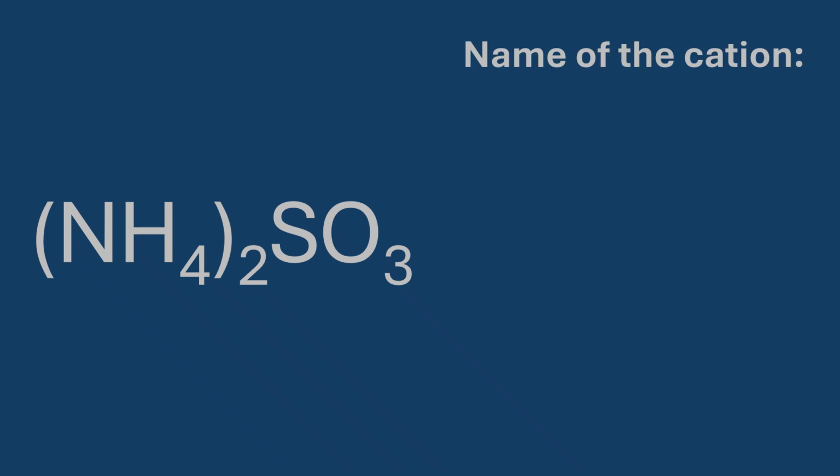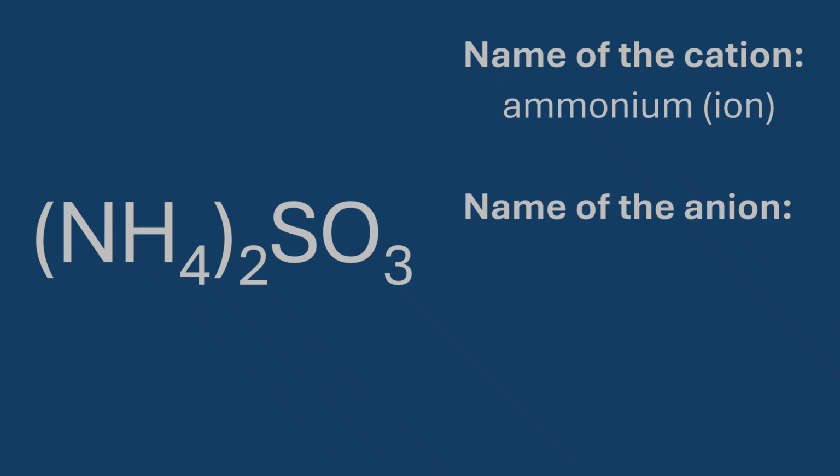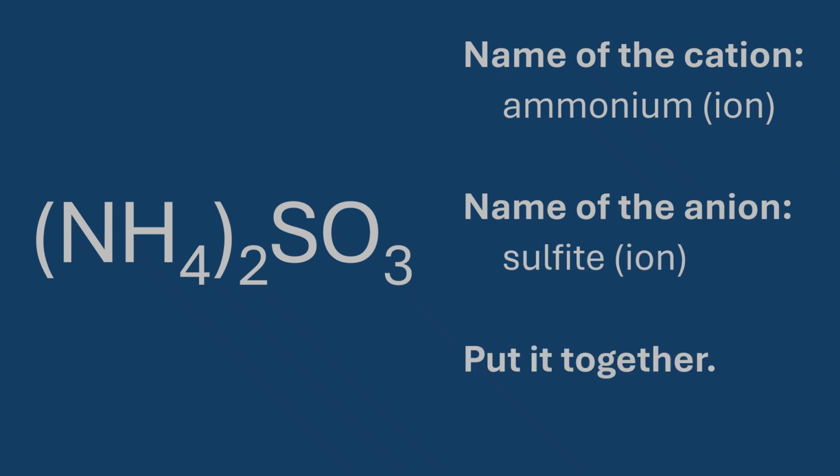The cation here is the ammonium cation. The anion here is the sulfite anion. Be careful, it looks a lot like sulfate, but it isn't sulfate, just related to it. So that's going to make the name of our compound ammonium sulfite.